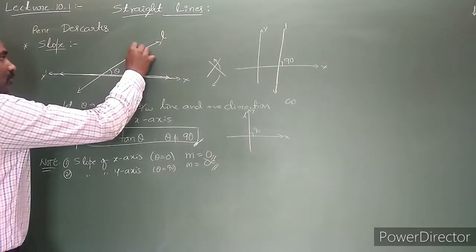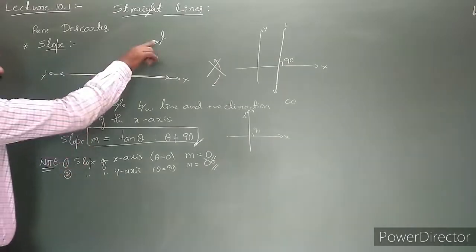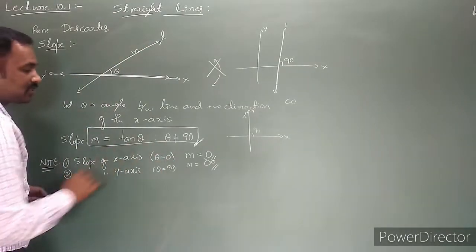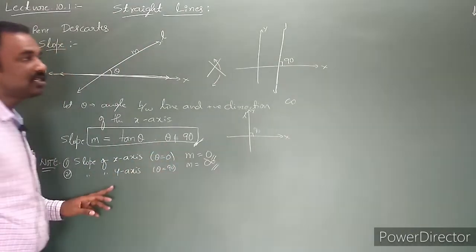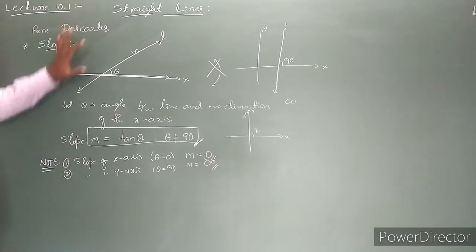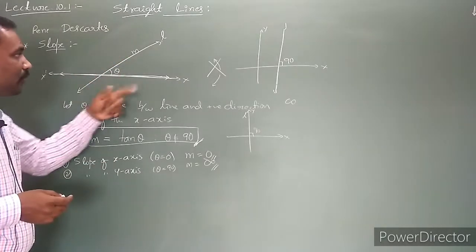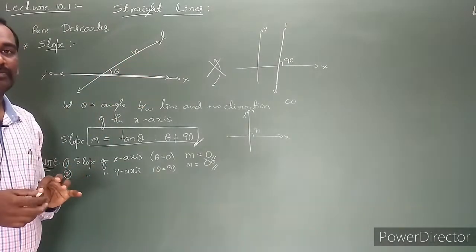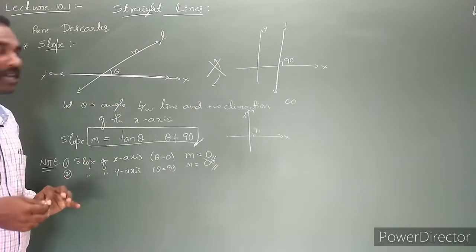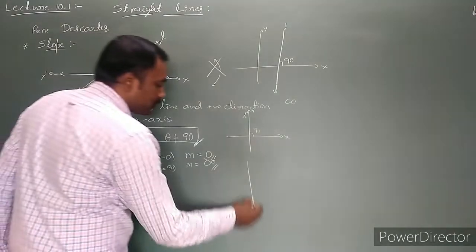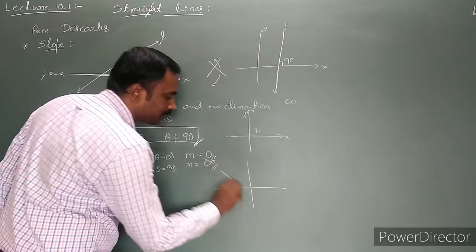Then slope is denoted by small letter m, slope of the line. Then slope of the x-axis is 0, slope of the y-axis is not defined. These are all the things. Here we have studied the slope of the line whenever the angle between the line and the positive direction of the x-axis is given. And one more thing, suppose the line is in this manner.